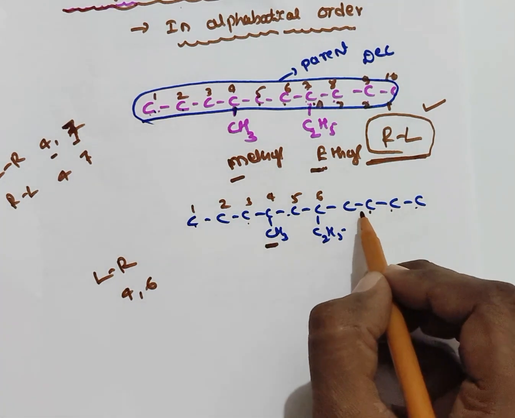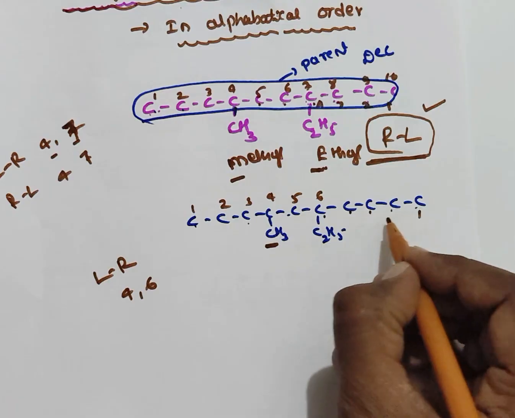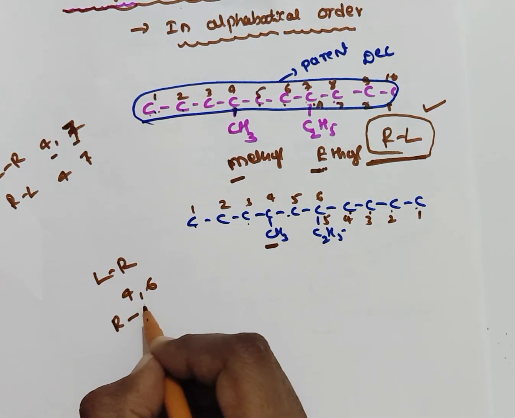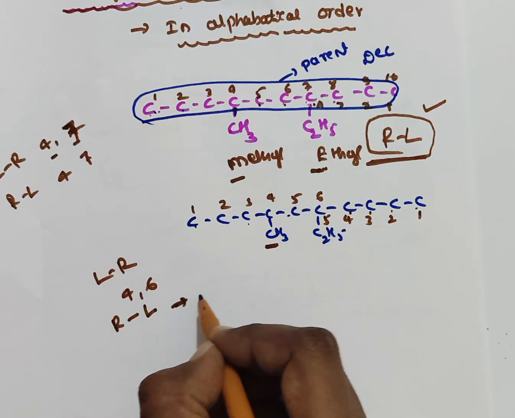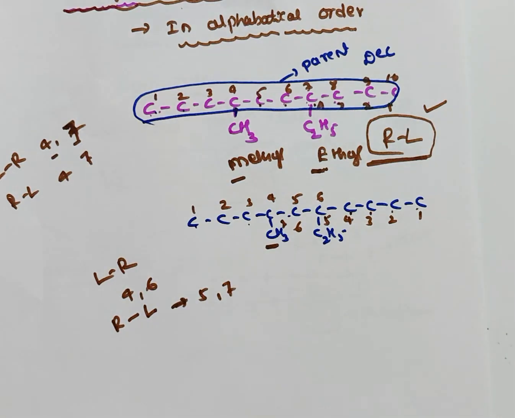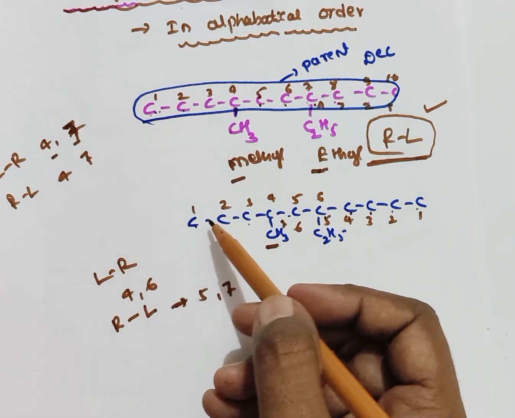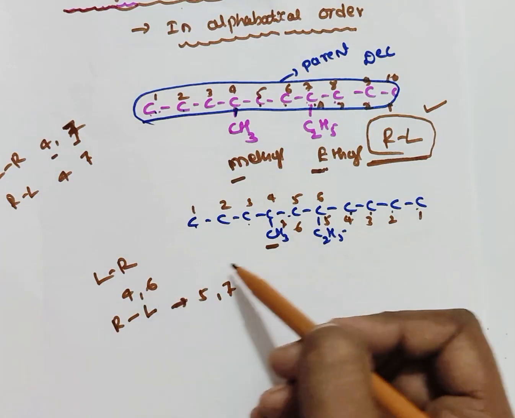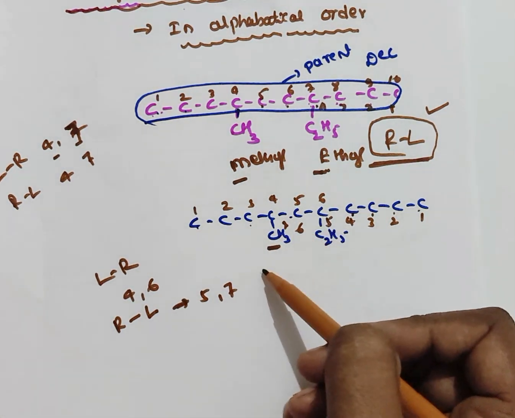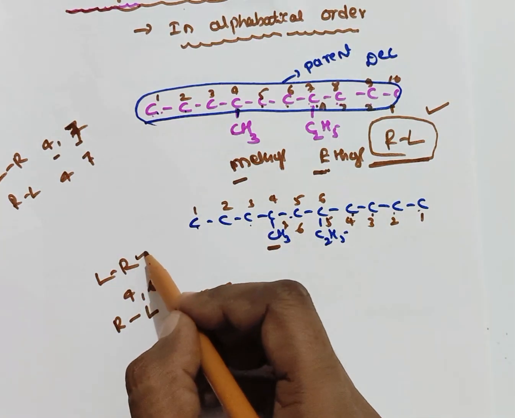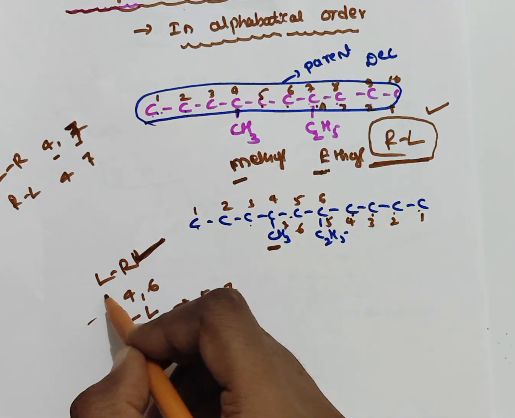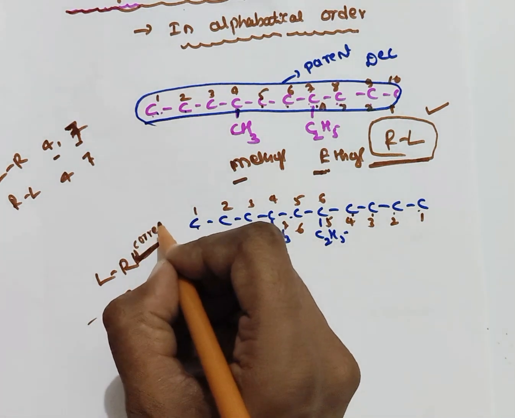Now 1, 2, 3, 4, 5. Numbering from right to left, the locants are 5, 7. Is this clear to everyone? On numbering left to right, the locants are 4, 6. On numbering right to left, the locants are 5, 7. Therefore, we select the numbering from left to right as correct. Is this clear to everyone?